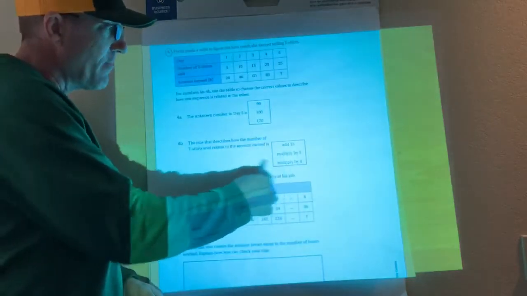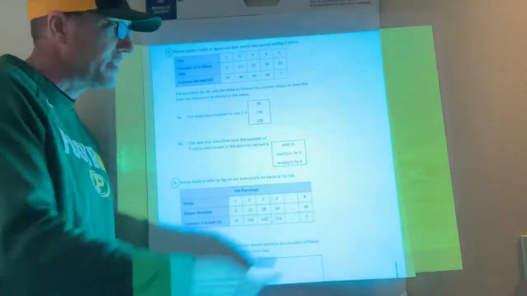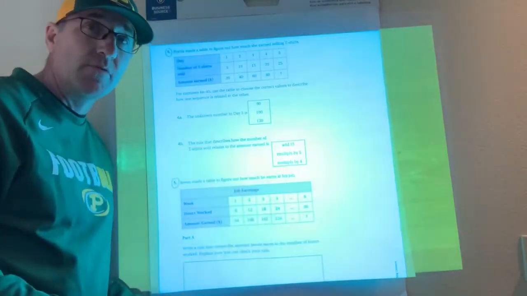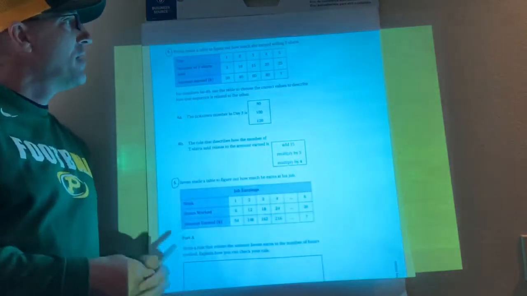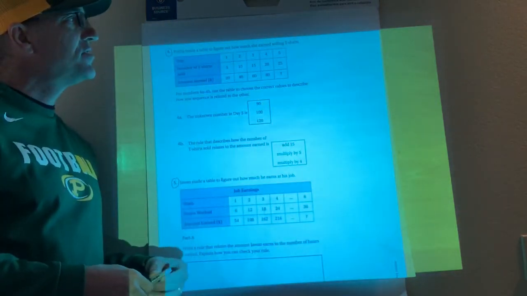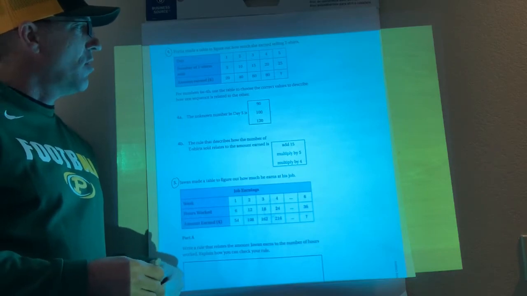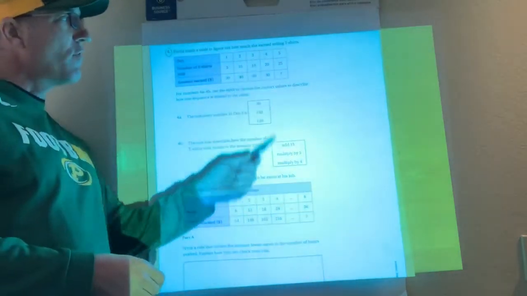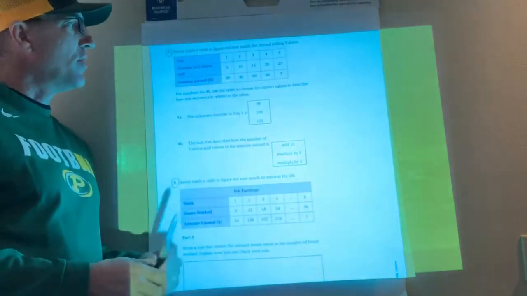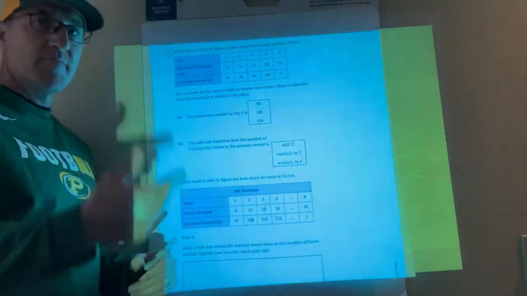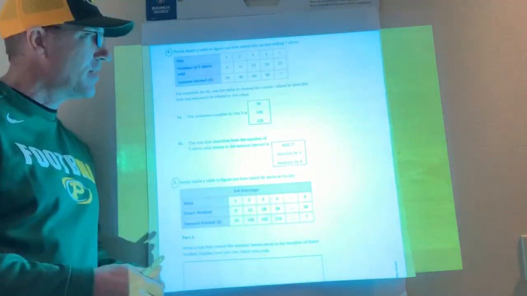I actually think that I reversed these on you on the test because I think it's probably easier to come up with the rule first. But let's take a look. Portia made a table to figure out how much she earned selling t-shirts. So, day 1, 2, 3, 4, 5. 5, 10, 15, 20 for the number of t-shirts sold and the amount of money she earns. So as the days go by, she's making more money.